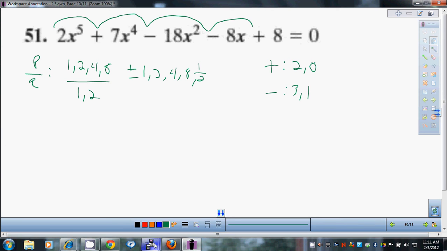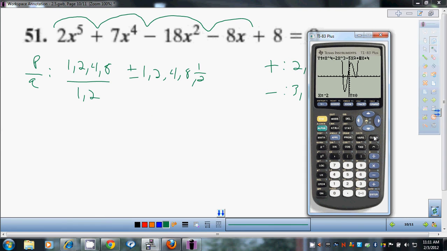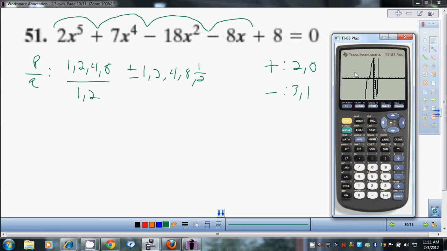So bring up your calculator. On clear, y equals 2x to the 5th plus 7x to the 4th. How many do we have to find on this one? We have to find 3 before we can even get it down to a quadratic. Plus 8 and graph. Whew, there it is. Okay. I'm going to start out looking for my negative ones. So, -1.